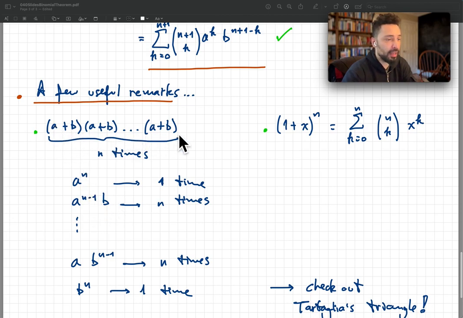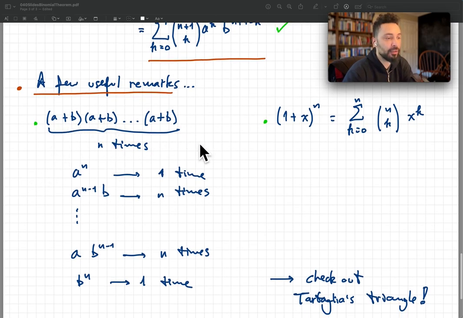Well, you have to pick a everywhere, basically, except at one factor where you pick a b. So let's say we start with picking a b here and then a everywhere else, or an a and then a b and then a everywhere else. So you see, you can only pick b once if you are to end with this result. And there's n ways to do that. You can pick b here, or on the next one, and so on, or on the last one. And so that will give you a to the n minus 1 times b. So there's only n ways to do that.